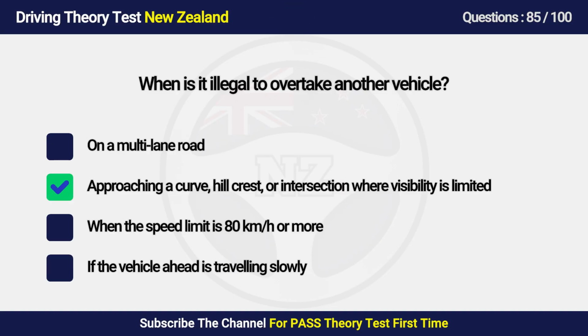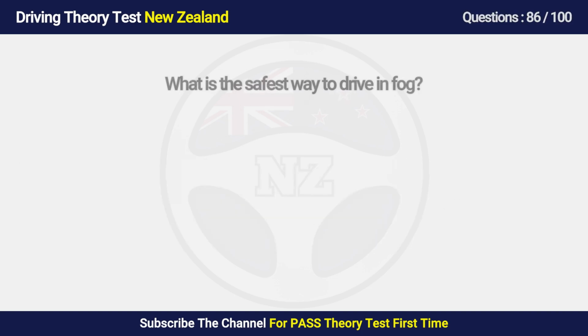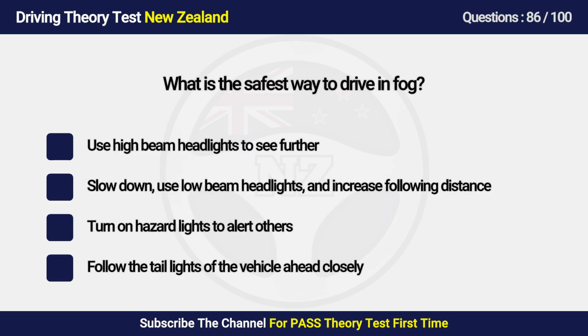Answer is B. Approaching a curve, hill crest or intersection where visibility is limited. It is illegal and highly dangerous to overtake when your visibility is limited, such as when approaching a curve, the crest of a hill, or an intersection. You must be able to see that the road ahead is clear for a sufficient distance to complete the maneuver safely.